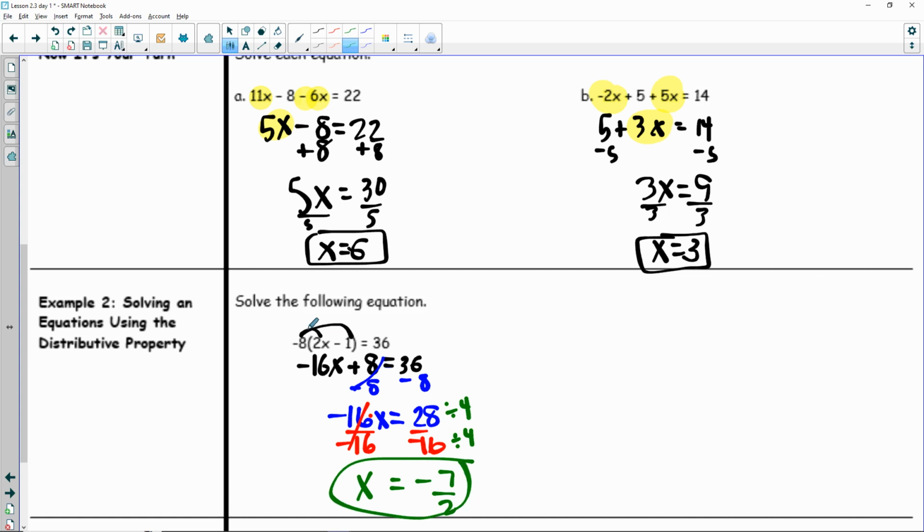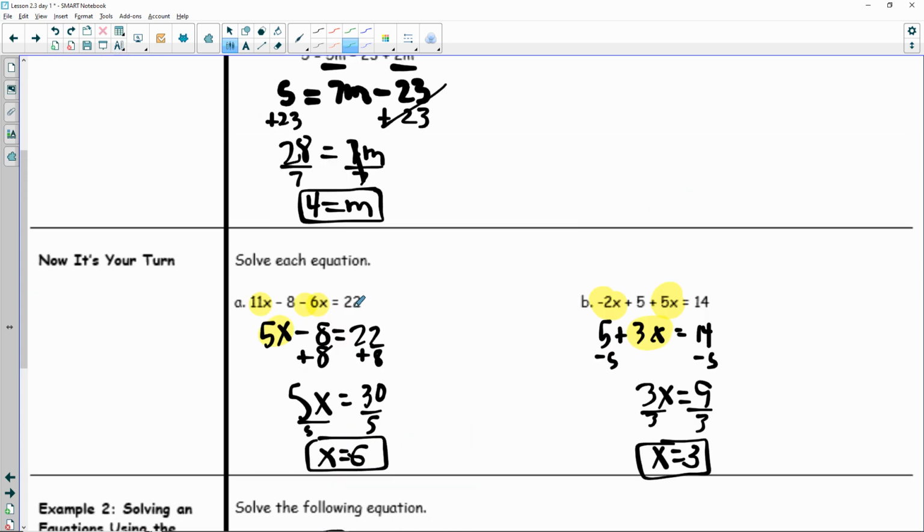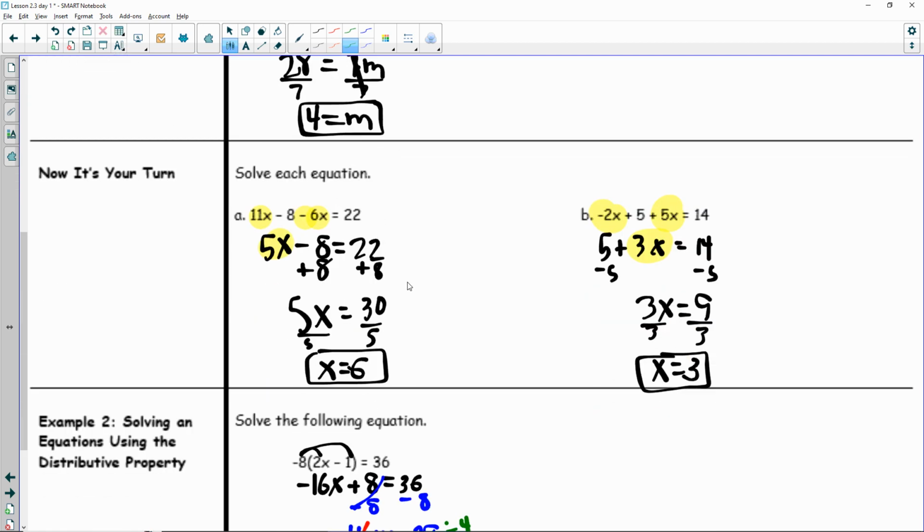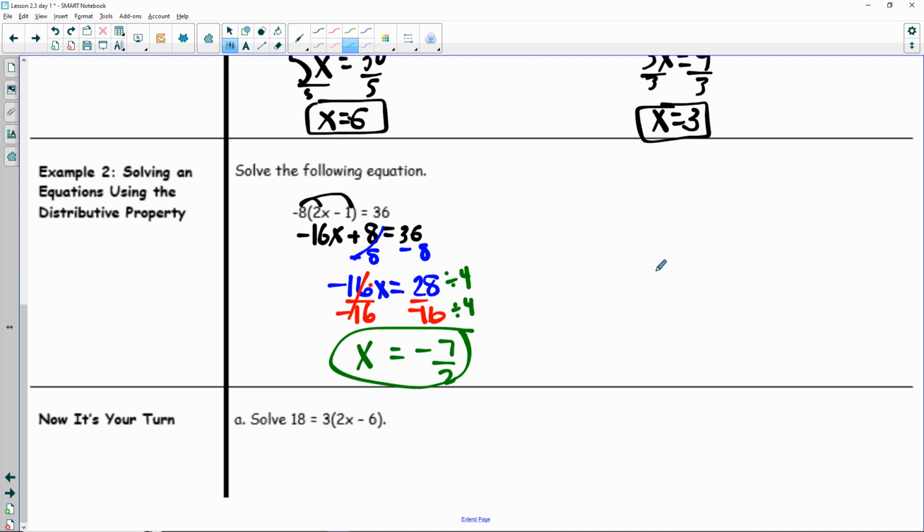The important part of this problem is to notice that the additional step is that you have to distribute. The steps you wrote down at the beginning of your notes were to simplify first by distributing or combining like terms. And that's what we did. So again, pause the video, try the second example on your own, and then I'll give you the solution.